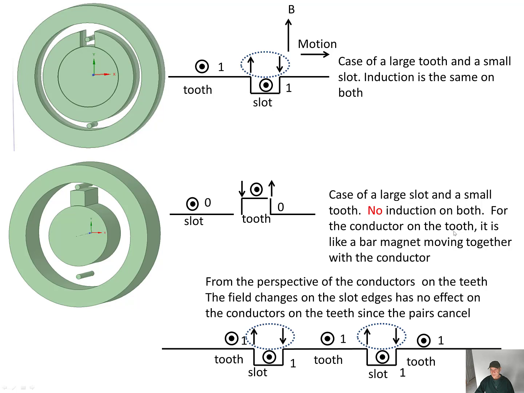For the conductor on the tooth, it is like a bar magnet moving together with the conductor. From the perspective of the conductors on the teeth, the field changes on the slot edges have no effect on the conductors on the teeth since the pair cancels. So looking from here, this is a pair, this is a pair, they have no effect.